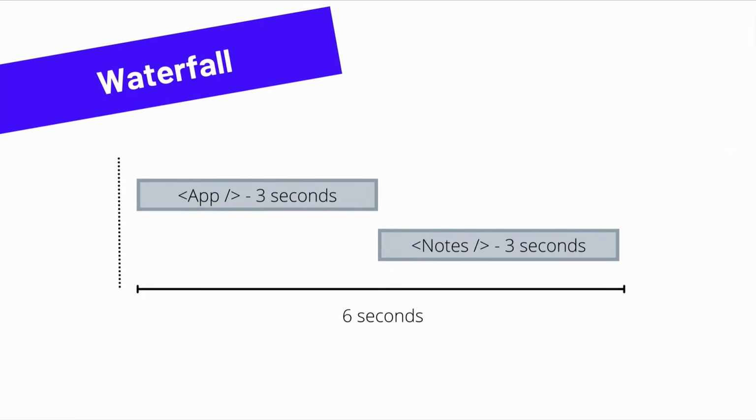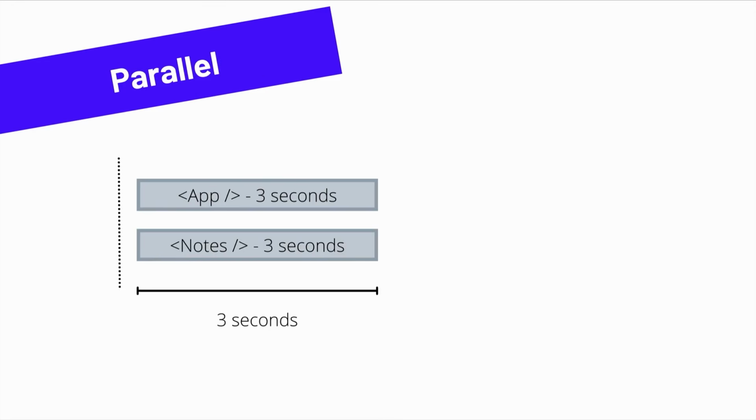Here it is represented visually. If your app takes 3 seconds to load the user, and then your notes take 3 seconds to load the notes, that's a total of 6 seconds for the page to render completely. Now, if you were to load them both in parallel, they could both still take 3 seconds, but since you're loading them at the same time, your total time for rendering the whole page is 3 seconds.